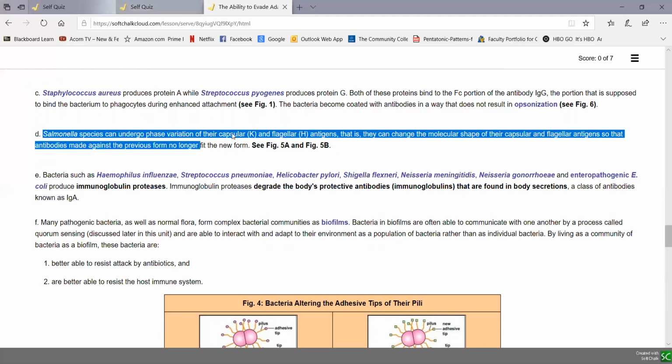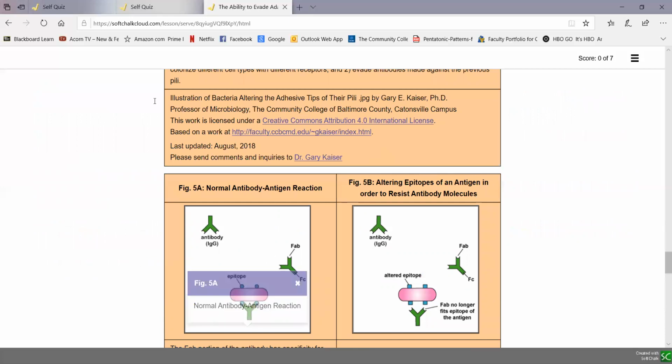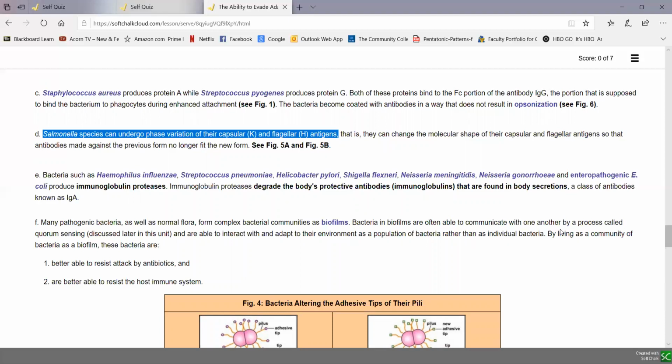Salmonella often undergoes phase variation. They can make different capsular types or different flagellar antigens. So again, by changing their capsular polysaccharides or changing the amino acid sequence of the flagellin, they can change their antigens so the antibodies that fit the previous strain don't fit the new form. So again, as we pointed out in figures 5A and 5B, if an epitope can be changed on the surface, then the antibodies that fit the old epitope don't fit the new shape. And sometimes, again, that's called phase variation.